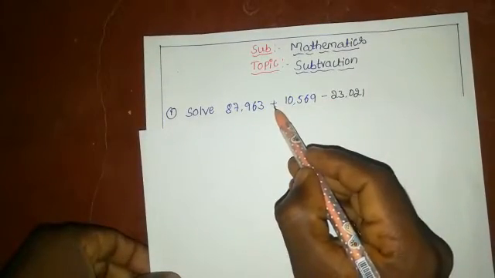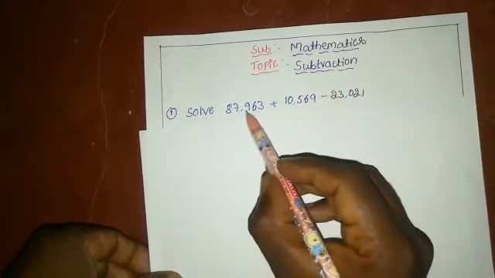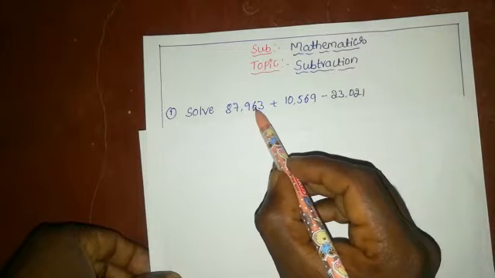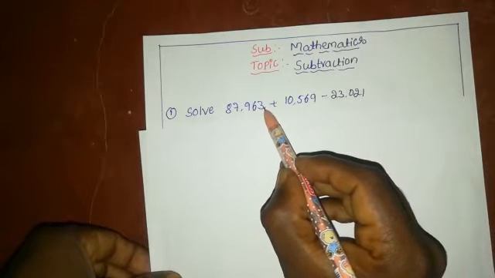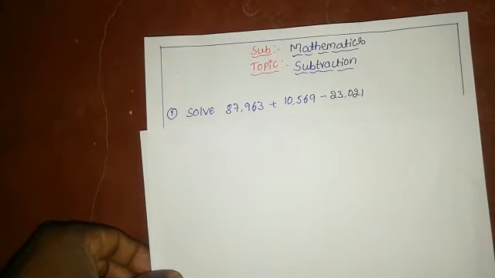Here we have a plus and a minus. We have both plus and minus. It means we have to do the addition and the subtraction also. Then how do you solve such types of problems?